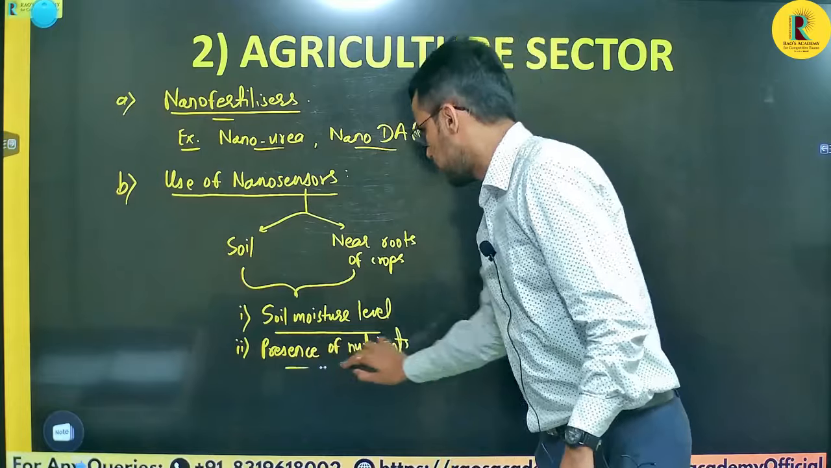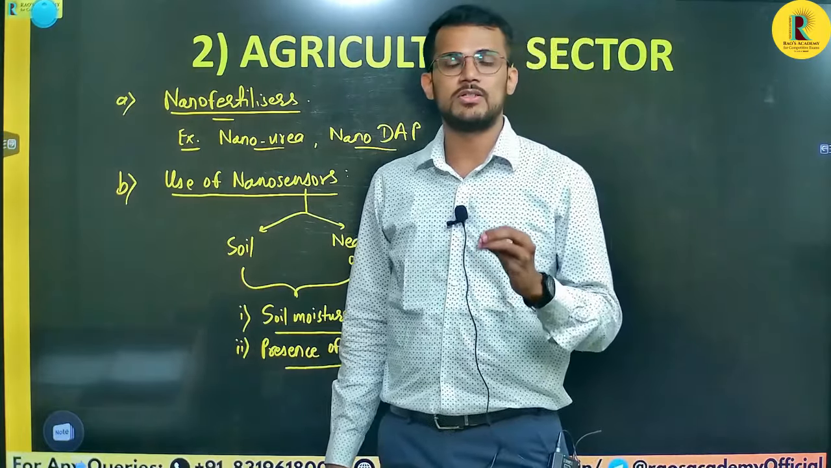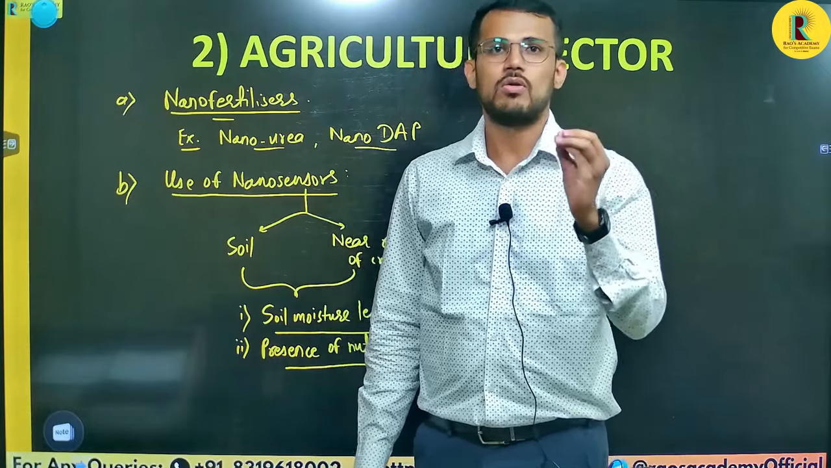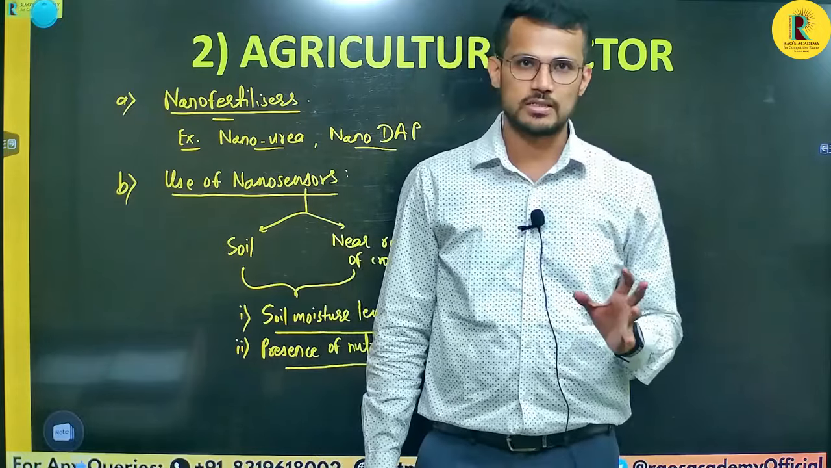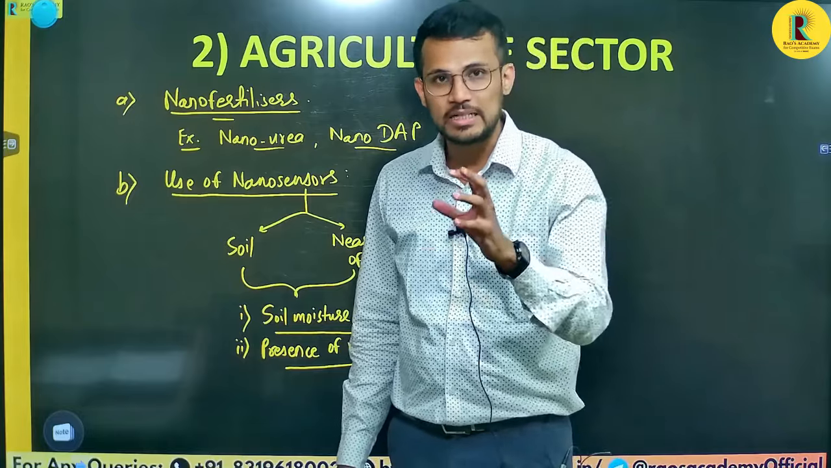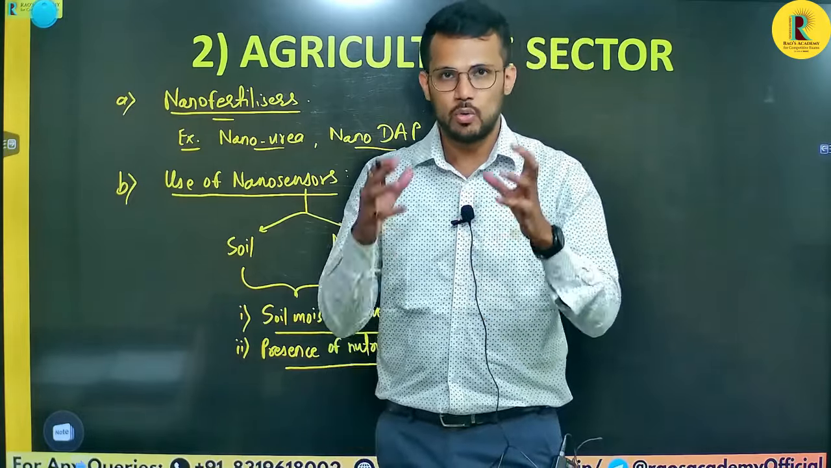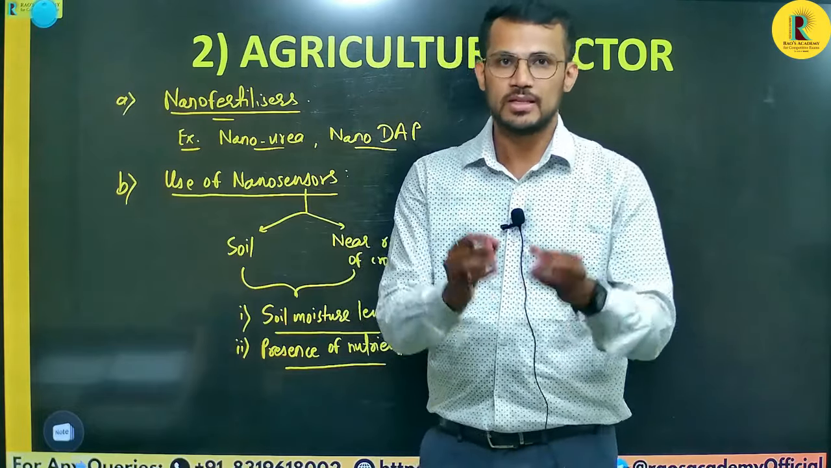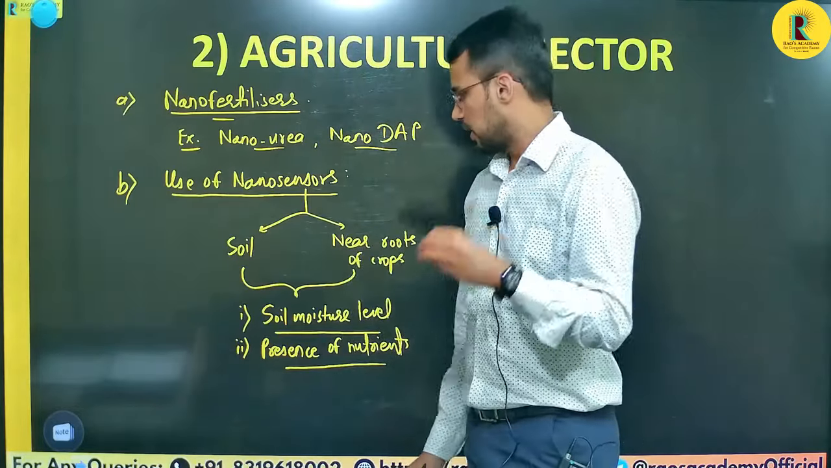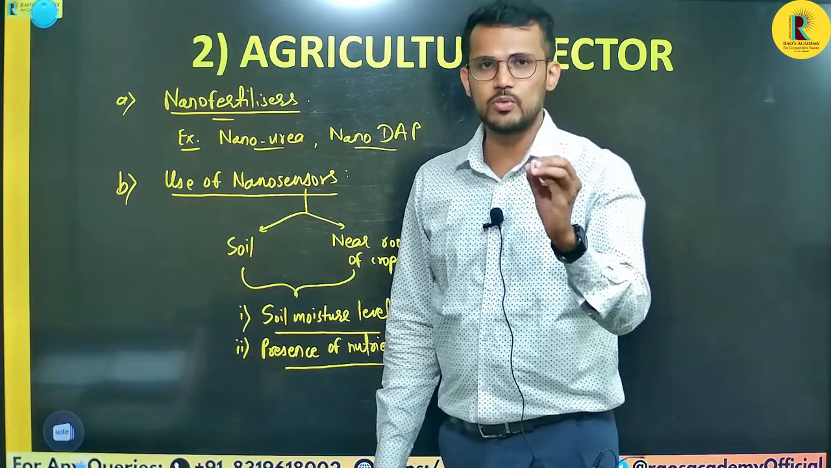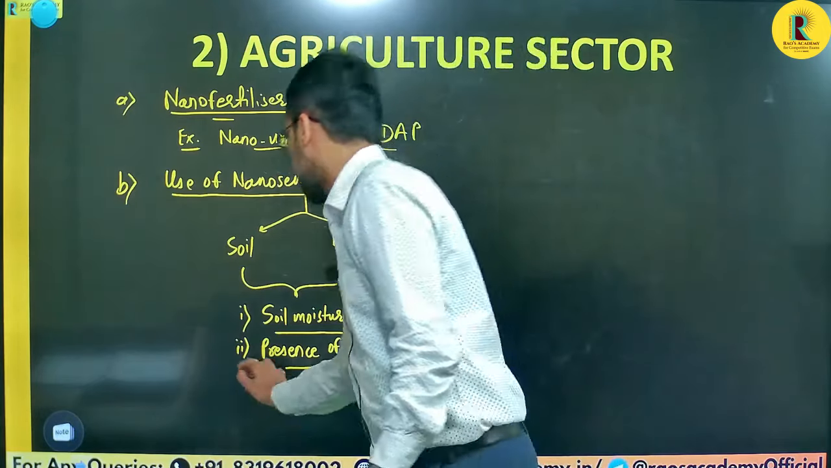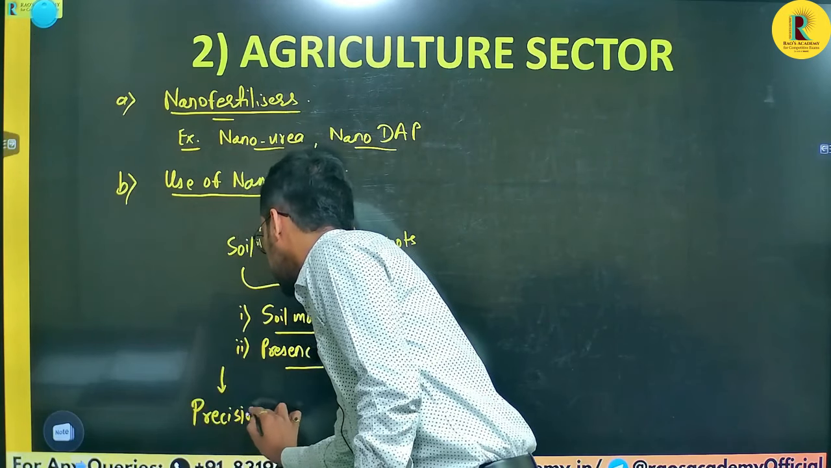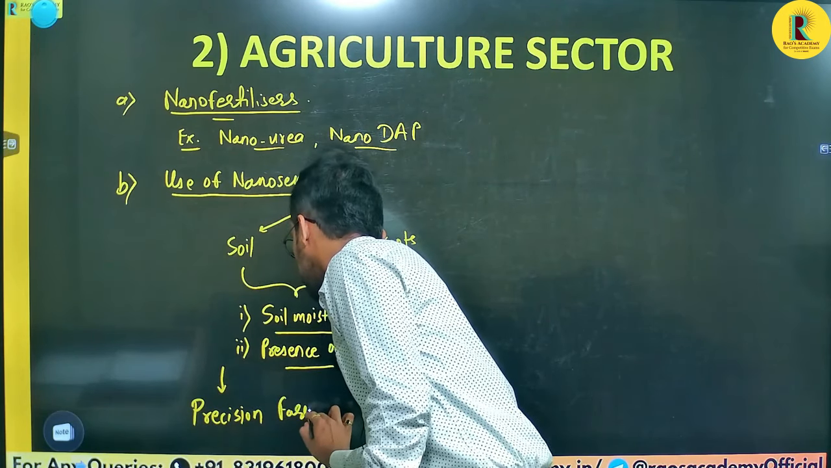Also, due to the information with respect to the presence of nutrients, they would be able to apply the right amount of nutrients in right quantities, right? Right amount of nutrient at right time, at right place. Only those nutrients will be added which are needed in soil. This type of agriculture where we are precisely using inputs is called precision agriculture, or precision farming.